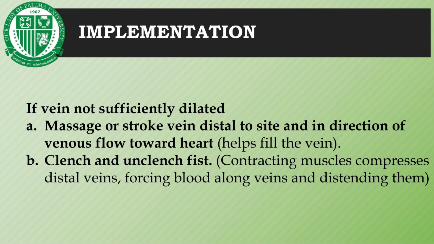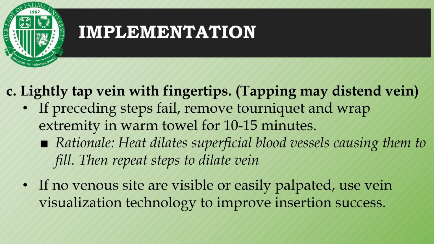Instruct the client to clench and unclench the fist, because contracting the muscles compresses distal veins, forcing the blood along veins and distending them, which promotes venous return and improves circulation. Also, lightly tap the vein with fingertips, because tapping may distend the vein. If preceding steps fail, remove the tourniquet and wrap the extremity in a warm towel for 10 to 15 minutes. The heat dilates superficial blood vessels, causing them to fill. After that, repeat steps to dilate the vein.